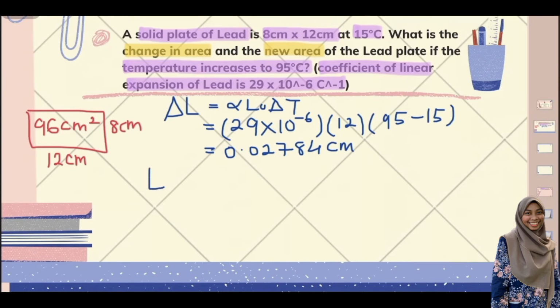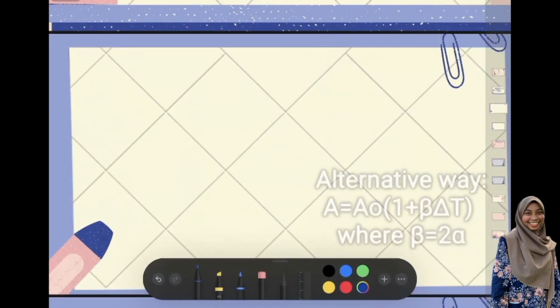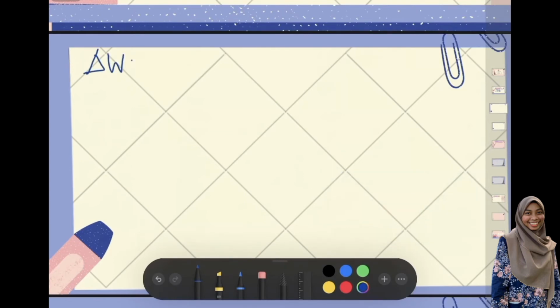And the new length, I put as L new, is 12 plus 0.02784, and the answer is 12.02784 centimeter. Next, we need to find the change of width.